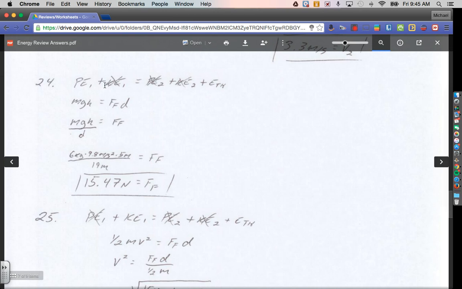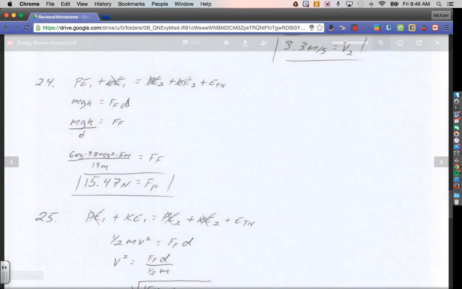So when I rewrite this equation without all the x'd out stuff, I get my potential energy, mgh, equaling my thermal energy, force of friction times distance. From here, I'm solving for force of friction, so I can just divide by d, and I get mgh divided by d, and now I can plug in my numbers. 6 kilograms times 9.8 meters per second squared times 5 meters, all over 19 meters, gives me a force of friction of 15.47 newtons. That's how much the force of friction has to be.